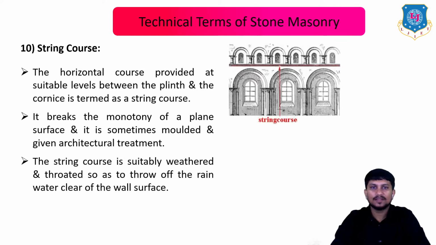Next is string course. You can clearly see string course in this figure. The horizontal course provided at suitable levels between plinth and cornice is termed as string course. It breaks the monotony of plain surface and is sometimes molded and given architectural treatment also. The string course is suitably weathered and throated so as to throw off the rainwater clear of the wall surface. Okay, this is called as string course.